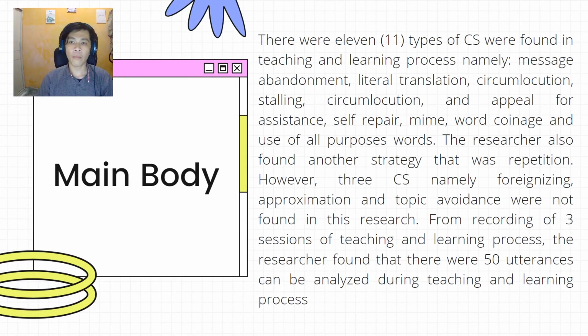There were 11 types of communication strategies found in the teaching and learning process, namely message abandonment, literal translation, circumlocution, stalling, appeal for assistance, self-repair, meme, word coinage, and use of all-purpose words. The researcher also found another strategy, that was repetition. However, other communication strategies, namely formal approximation and topic avoidance, were not found in this research. From the recording of the transcription of the teaching and learning process, the researcher found that 50 utterances could be analyzed.